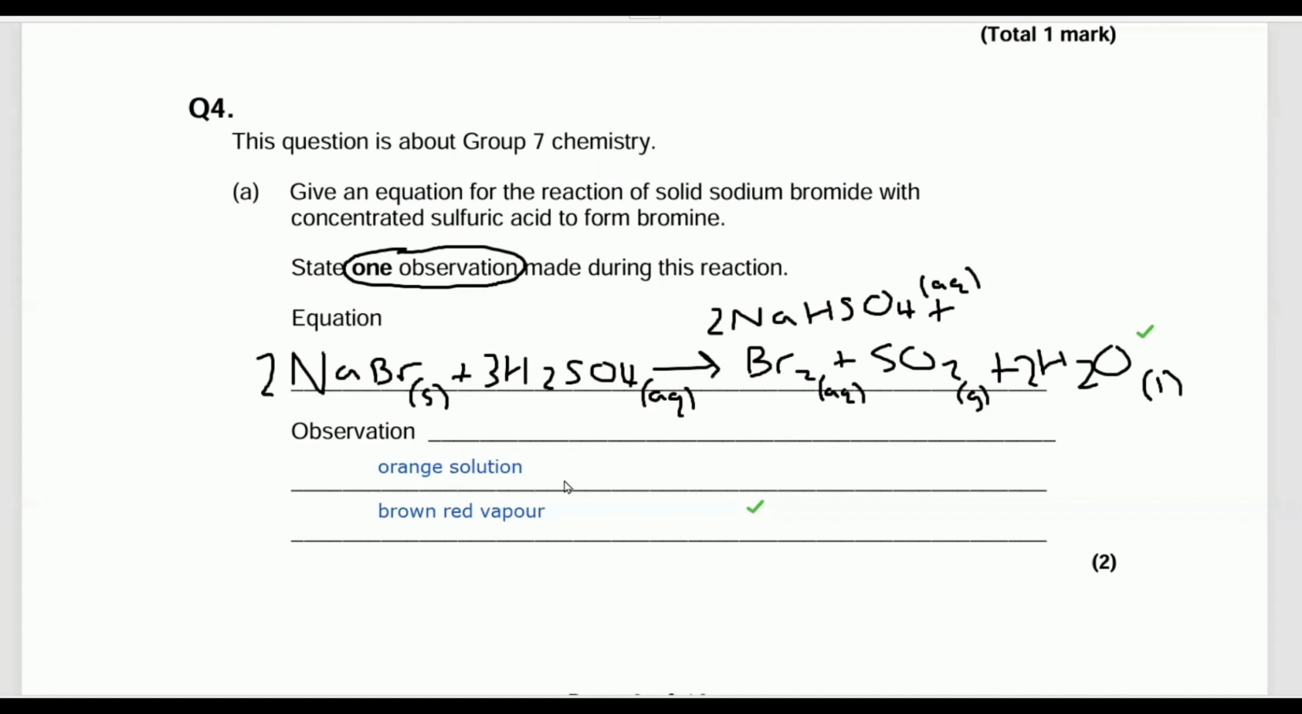So you're going to be able to see the bromine, which is going to be an orange solution when it's dissolved in water, or an orange-brown solution, like light brown, not dark brown, that'd be iodine. Or you're going to see a brown-red vapor if it vaporizes from the solution.